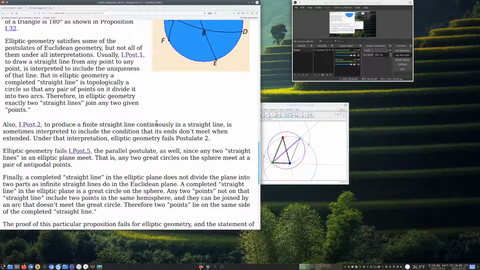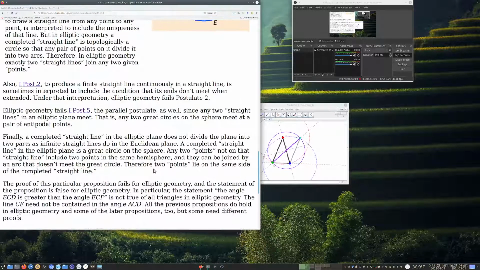Oh, right, because you're doing that antipodal identification thing. So it's sort of a moot point. Therefore, two points lie on the same side of the... Okay, that's very confusing, but now I have to edit this and make sure I didn't... Anyway.